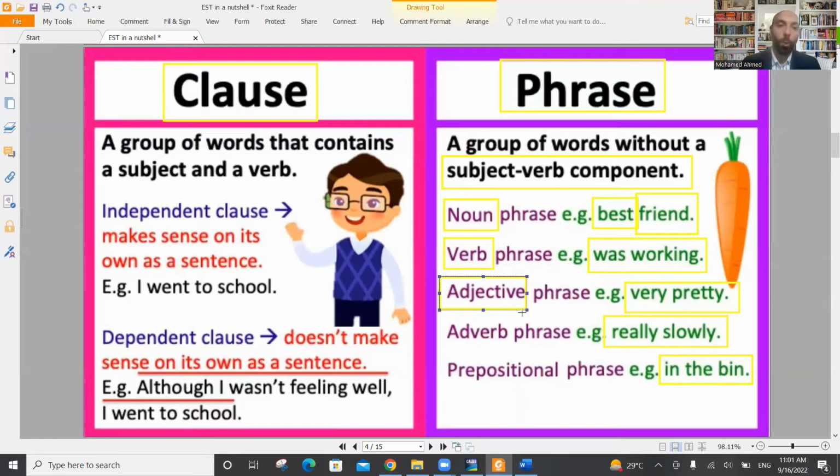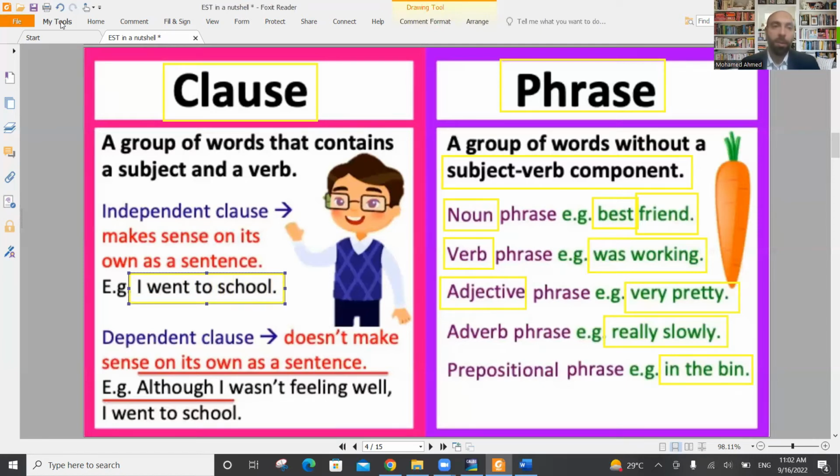Let's go to the clause. What is a clause? A clause is a group of words. Also, be careful, that time it contains a subject and a verb. Let's have a look at this example. I went to school. Very simple one.